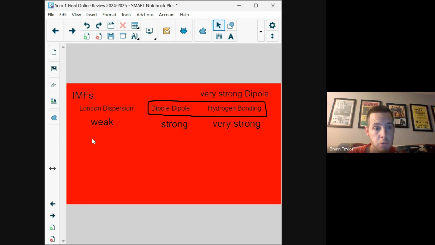So, London dispersion is from electrons. This is from polarity, particularly polar. Dipole, polar. And this is from, I'm going to get the notes really quick because then I can just screenshot it. And again, a hydrogen bond is not a bond. A hydrogen bond is not a bond. A hydrogen bond is not a bond.